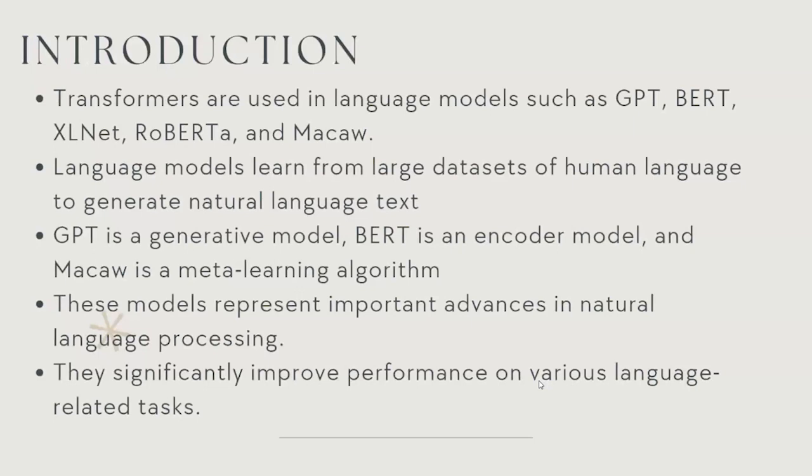Similarly, BERT is an encoder model, a context-based model you could say, which gives answers based on the context it is provided. And we have Macaw, which is a meta-learning algorithm that is yet in the development phase. These models represent important advances in natural language processing, and they significantly improve performance on various language-related tasks as well as our day-to-day tasks.